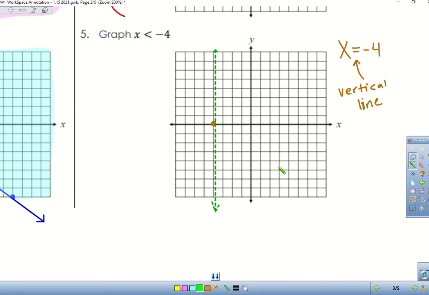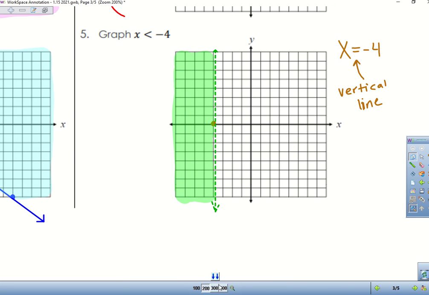So then from here, now you can't shade above or below because this one doesn't have above or below. So you have to think logically. What values of x are going to be less than negative 4? The ones on the left or the ones on the right? The ones on the left. These points on the left are going to be values that are less than negative 4. They satisfy the inequality. So you can take a point, plug it in, and ensure that's right.